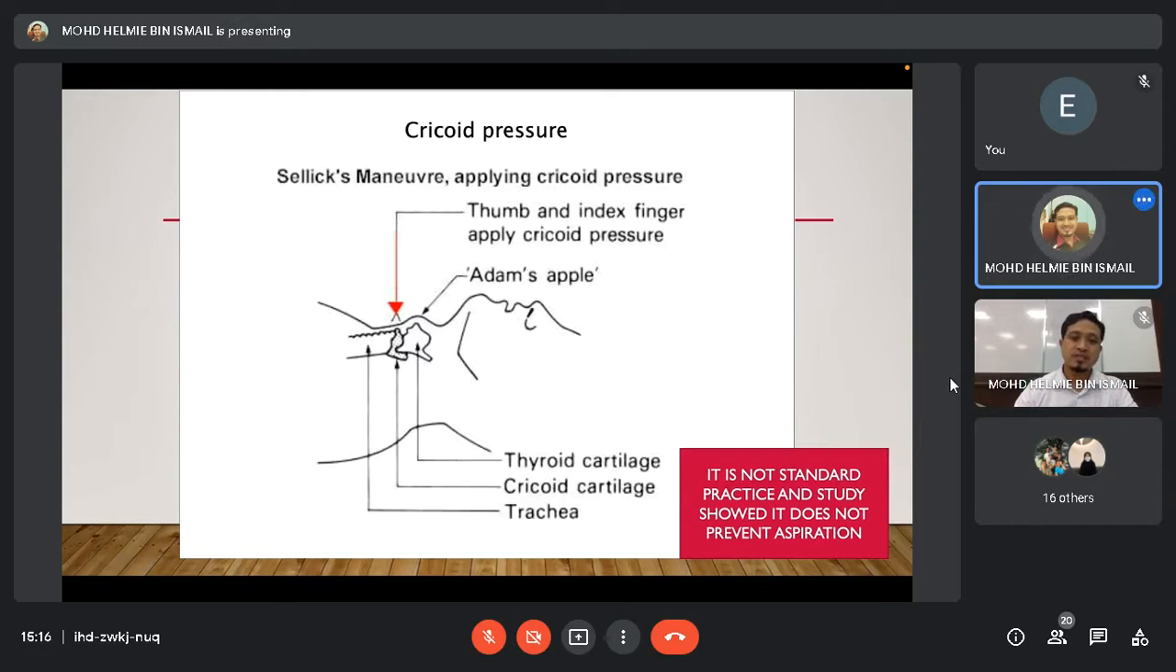Alright. So basically we don't do it as a standard practice, and we do it only when we suspect this patient is possibly having aspiration.